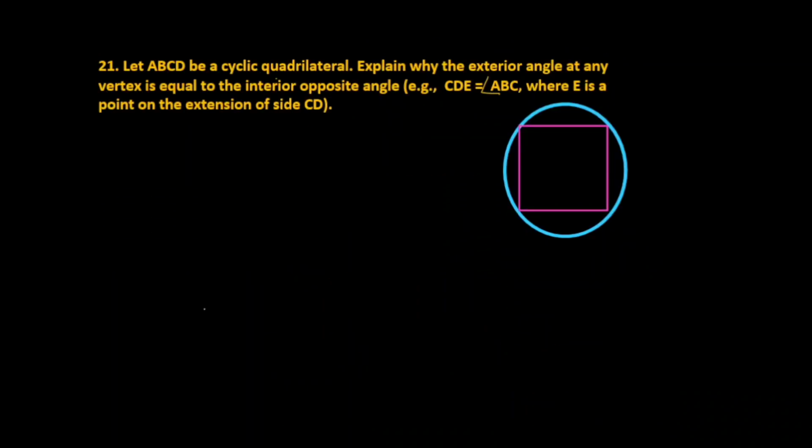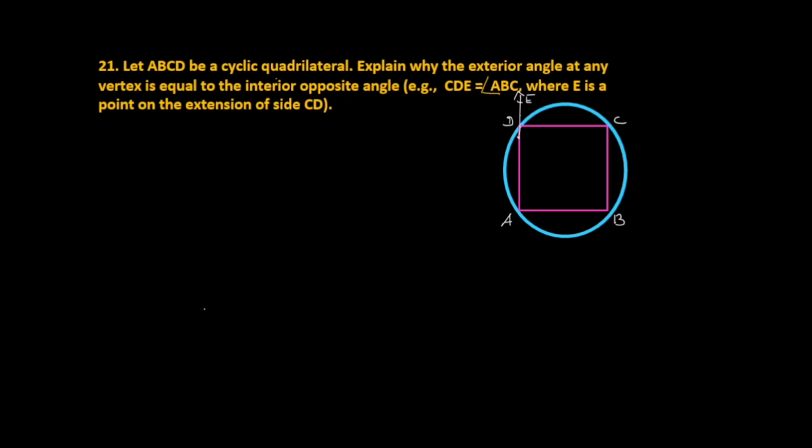21st question. Let ABCD be a cyclic quadrilateral. Explain why the exterior angle at any vertex is equal to the interior opposite angle. For example, if we extend this side till E, we get angle CDE. Angle CDE is equal to the opposite angle ABC.